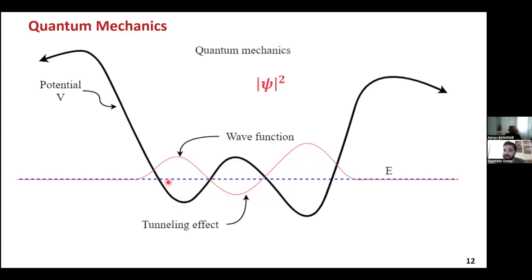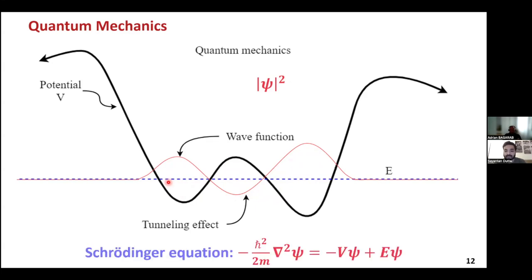This is called the quantum tunneling effect. It is also a unique property of quantum particles. Now these wave functions are actually solutions of the Schrodinger equation. This is the Schrodinger equation where h is the Planck constant, a universal physical constant. m is the mass of the quantum particle. This is the nabla operator, or the gradient operator. Psi is the wave function, V is the potential surface under which the particle is moving, and E is the energy of the quantum particle.